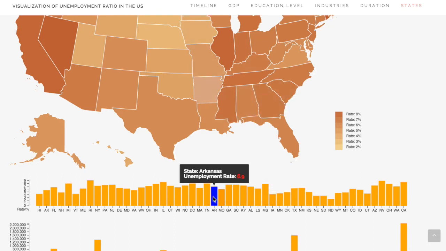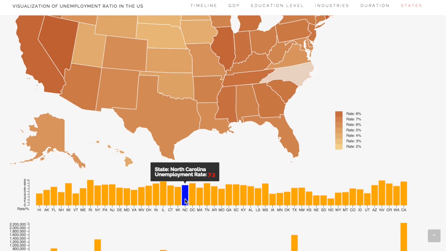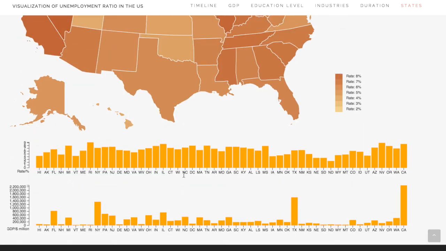Under the map, we add 2 bar charts which represent the value of jobless rate and GDP. Their locations correspond to each other, which means it's easier to compare these two values of one state. By scrolling over your cursor, corresponding rectangles will be highlighted.